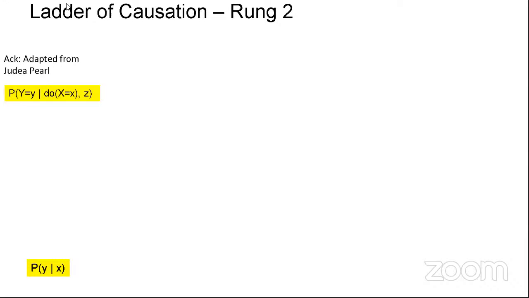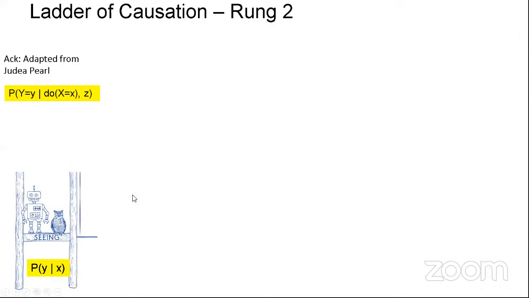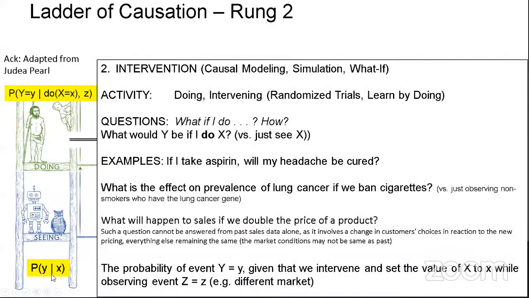So therefore, we need to go to this next level, where you say, if you do something, what will happen? The lower level was probability of Y given X. So this is just seeing. So the idea is the probability of event Y, given that we intervene and set the value of X, which is the input variables, to x, while observing another event Z. So for example, what will happen to sales if we double the price of a product? One might think, oh, I have a price to sales model. But the challenge is the past sales data cannot be used to answer this question in a genuine enterprise. For a school project, you can.